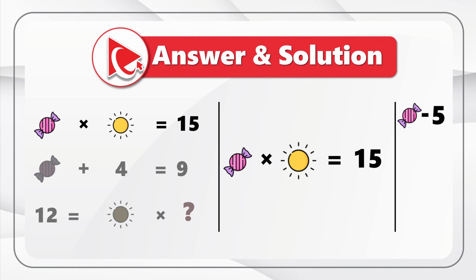Now, knowing the value of candy, let's focus on the top expression. Candy plus sun equals 15. We know that the value of candy is 5, and when we substitute candy, it would be 5 plus sun equals 15. So the calculated value for the sun would be 10.